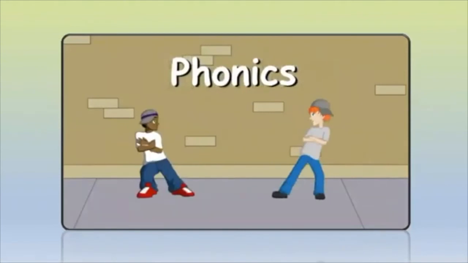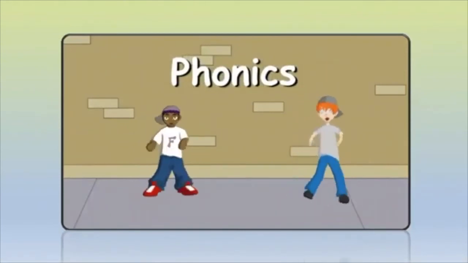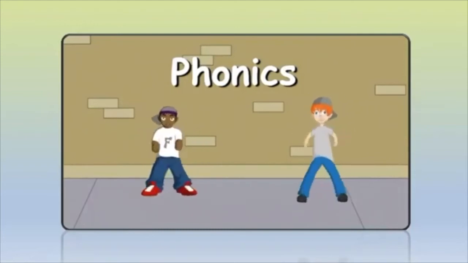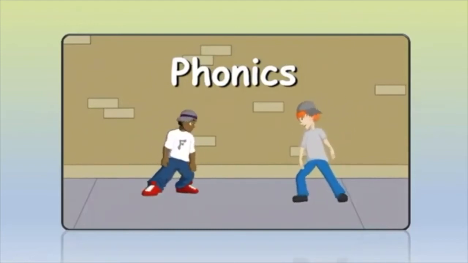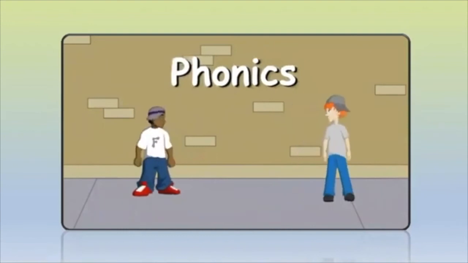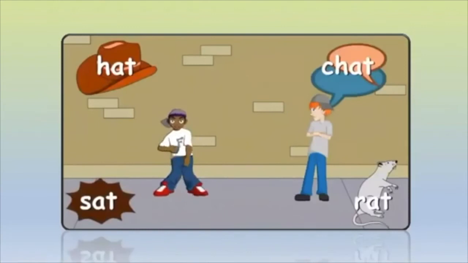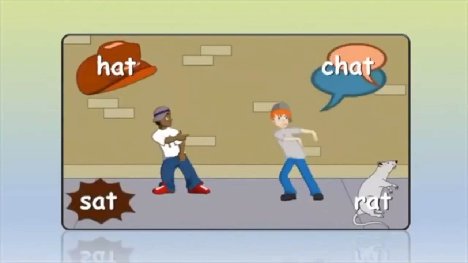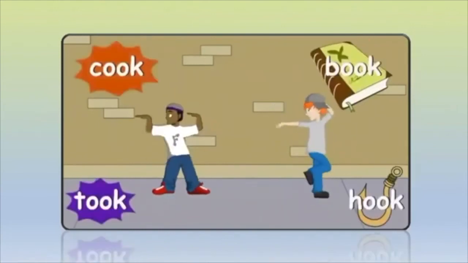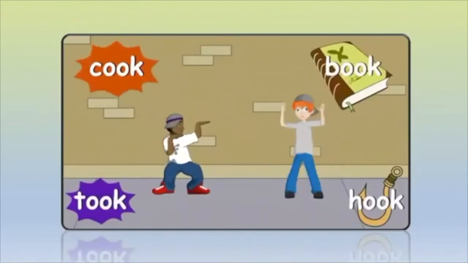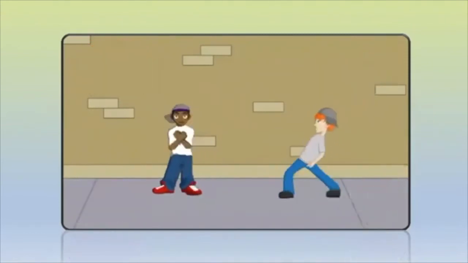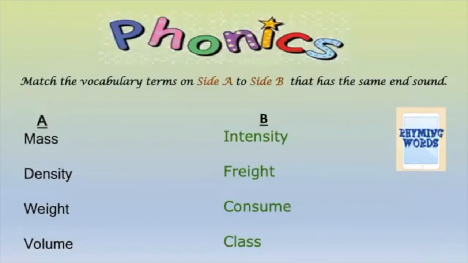Phonics. Learning how to read now. Check it out. I know you want to know how to read things. You see things and you want to speak them. I show you how to speak them. Speaking phonics. Let's rhyme words that end in A-T. Cat, cat, cat, rat. Let's rhyme words that end in O-O-K. Cook, book, took, hook. Let's rhyme words that end in E.